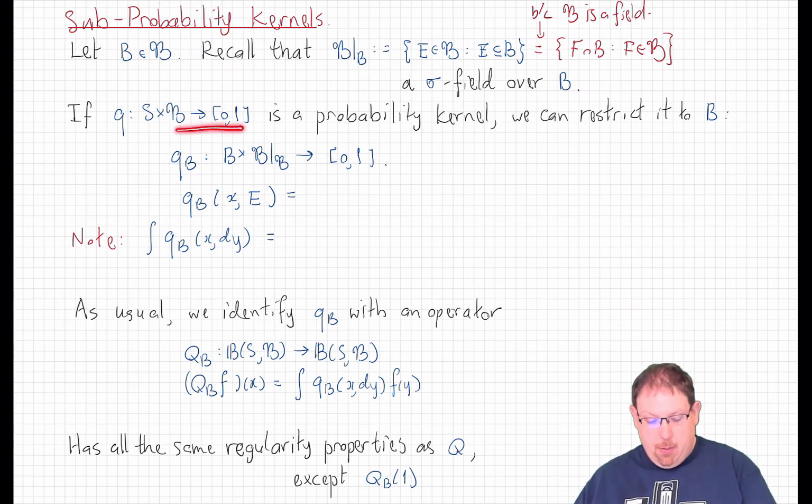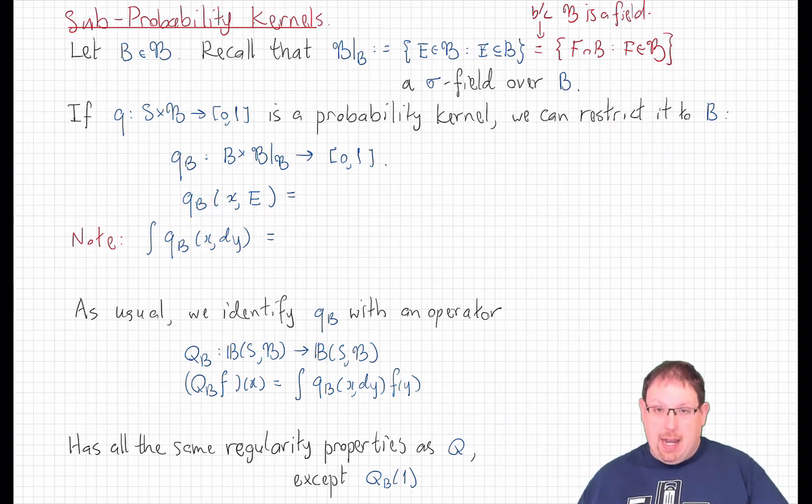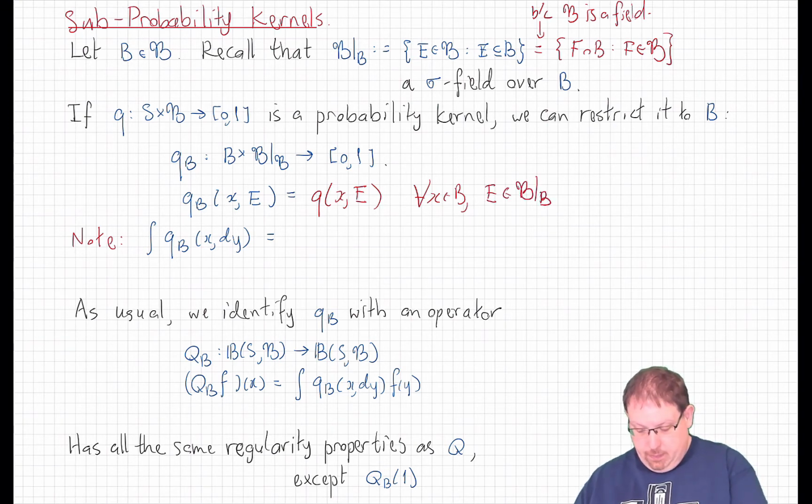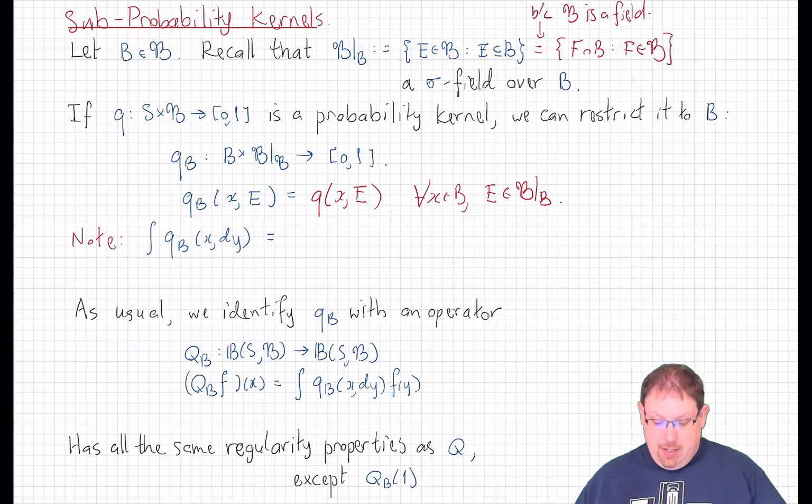Now, if we have a probability kernel defined on this measurable space to start with, we can restrict it to B and the restriction of the sigma field. That is to say, this new restricted probability kernel at a point x in B and a subset E in script B is just equal to Q of x and that subset E, which doesn't look very interesting. We're just restricting it, of course.